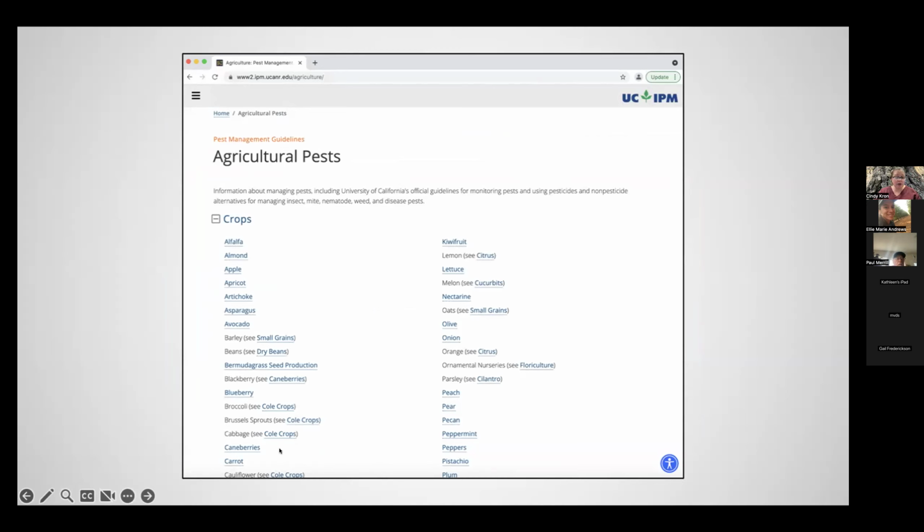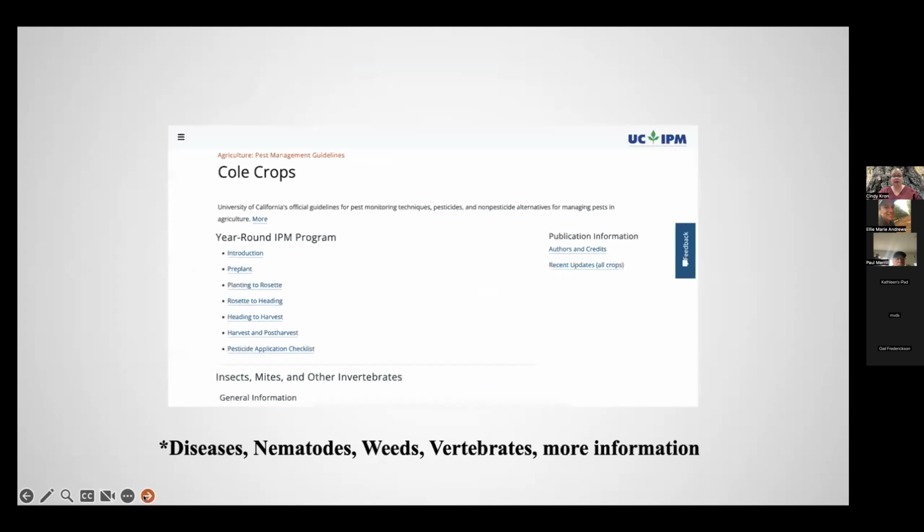So I chose cole crops right here. Any of these cole crops all go to the same page. I chose cole crops as an example, and it brought me to a page that shows me a year-round IPM program for cole crops. It tells me at different times of the season, if you click on this, it'll expand and tell you what insects you should be looking for, how you should monitor them, at what point you need to do something, what diseases, and what you need to be taking into consideration at that time of year.